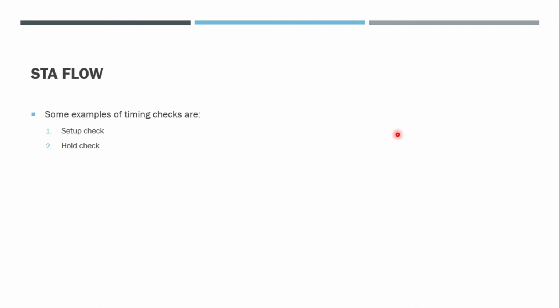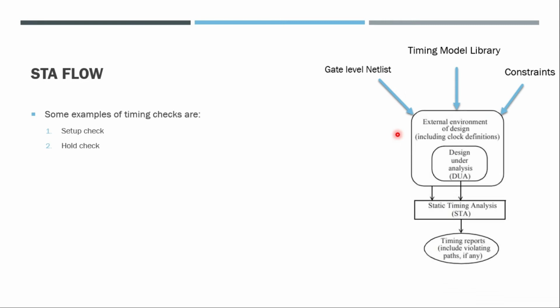I have another video on both of these setup and hold checks. I'll keep the link in the description so that you can go and watch and understand more about these two checks. So given a design with a set of input clock definitions and the definitions of the external environment, the purpose of static timing analysis is to validate that the design can operate at a rated speed. So that's its main concern.